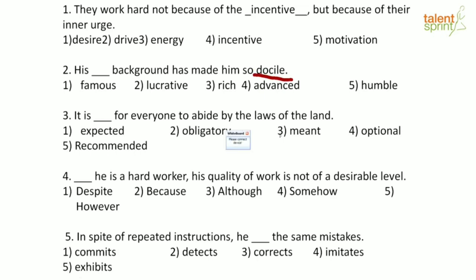Let's look at our answer options. We have option 1, famous, option 2, lucrative, option 3, rich, option 4, advanced, option 5, humble. Now, are there any words that you probably don't understand the meaning of? Lucrative, profitable, right? So let's fall back. So we've identified our clue word docile. We understand what that means, and this is basically a synonym clue word, right?